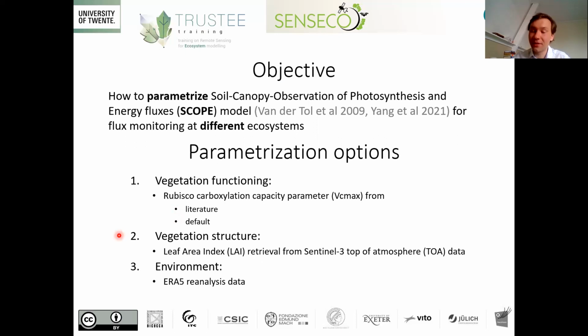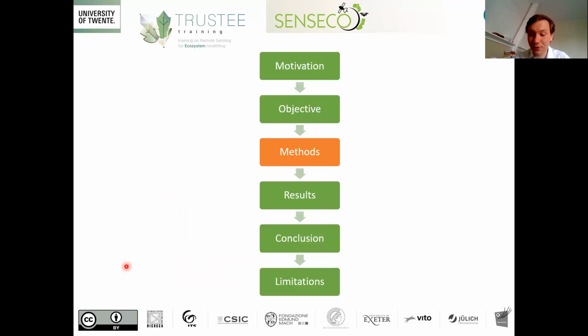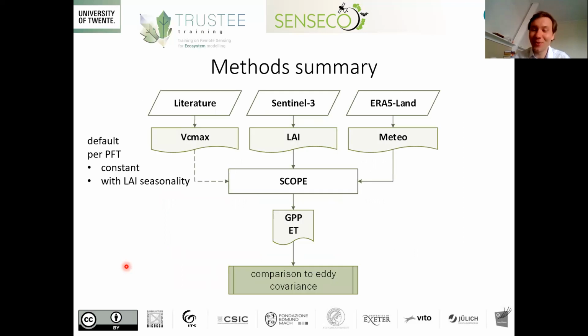Then the vegetation structure parameter is what explores the link between optical and energy balance domains. We'll use leaf area index retrieved from Sentinel-3 top of atmosphere data. And environmental factors are from ERA5 data. In a somewhat visual way, the same as has been said before: we run the SCOPE model, parameterizing it with vegetation functioning parameters from literature, leaf area index from Sentinel-3, meteorological data from ERA-Land, and the resulting flux we compare against eddy covariance measurements.